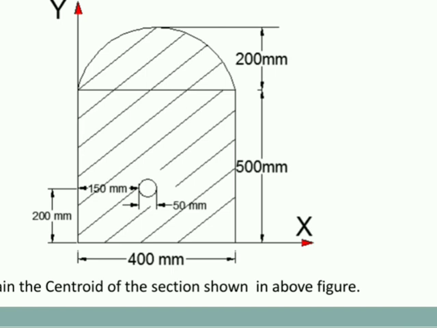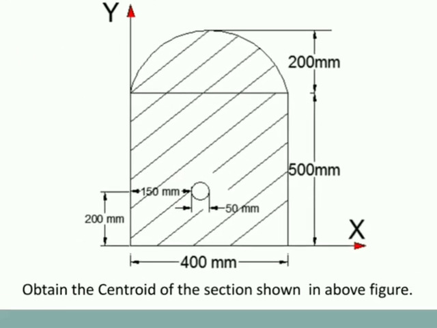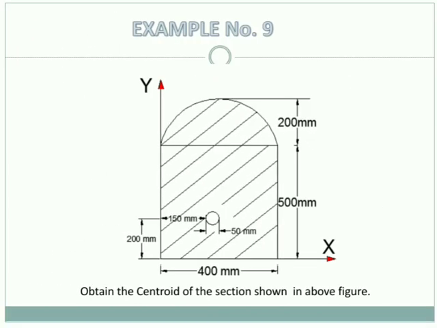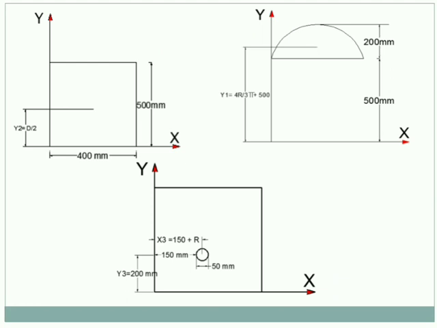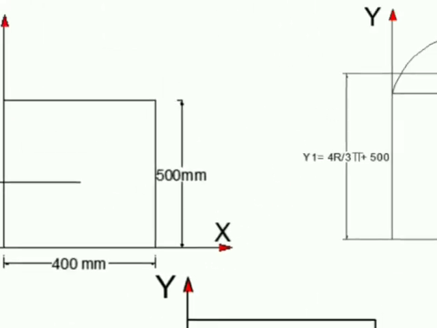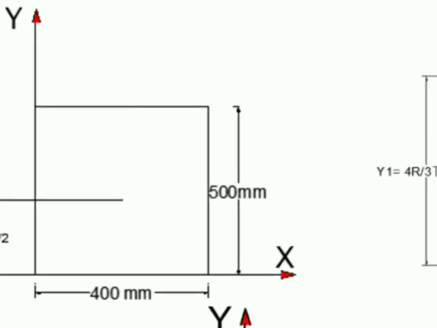Here we have clearly three well defined figures. One is a semicircle, one is a rectangle, and one is the circular hole, which is cut out through the rectangle. So let's start with the analysis. So we have three figures. First I have taken the rectangular element. I'll zoom it for you all.